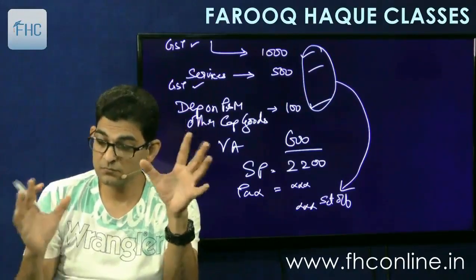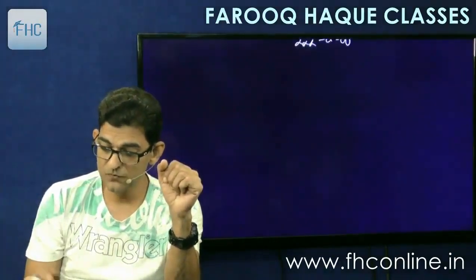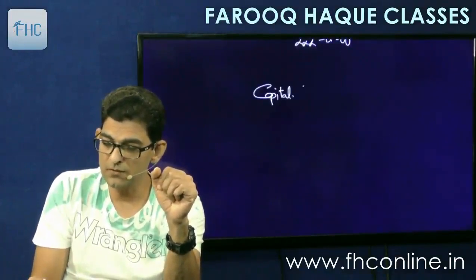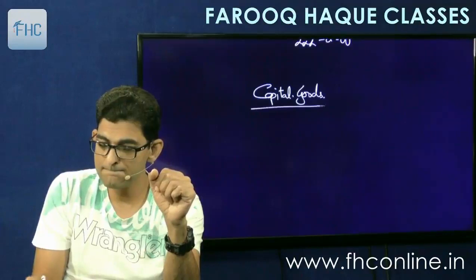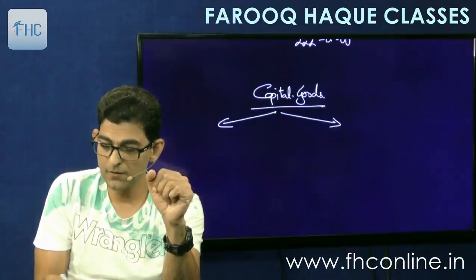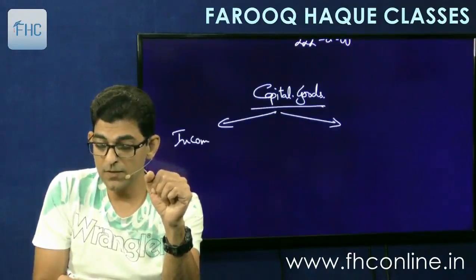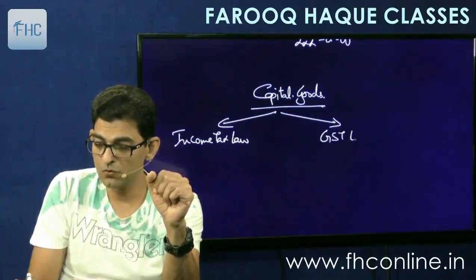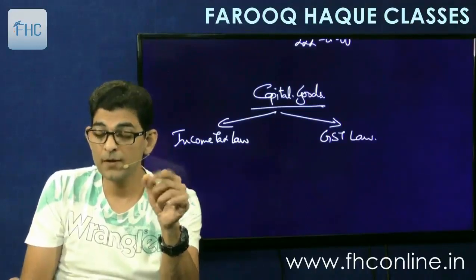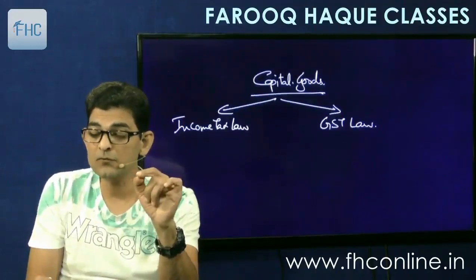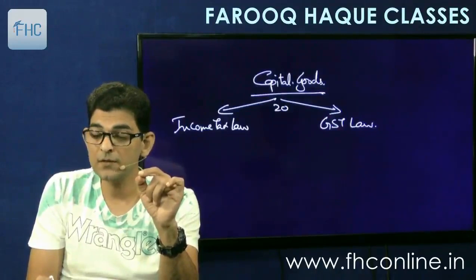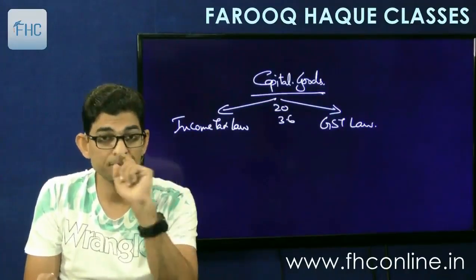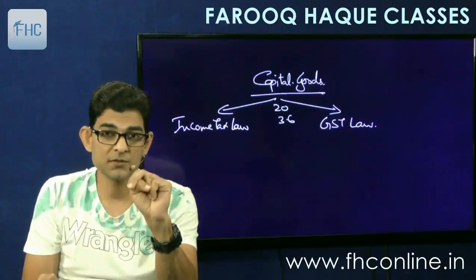Now come to this point that we have just seen. So I'll explain that logic also. As far as the capital goods are concerned, there is income tax law and there is GST law. Okay. Now suppose you have bought a capital good for 20 lakhs and there is 3.6 lakhs of GST on that. So you have got two options.